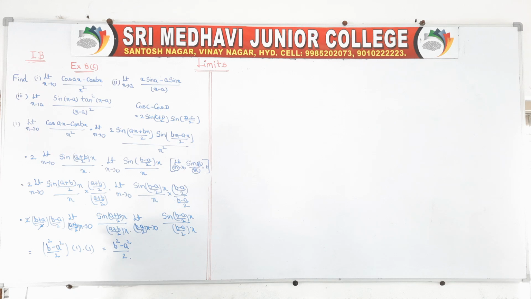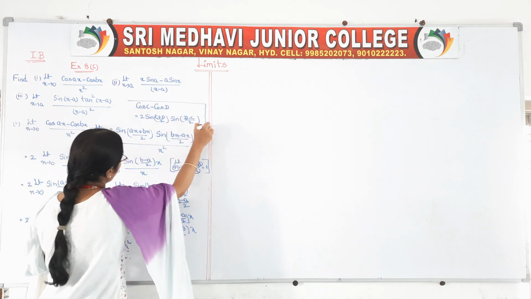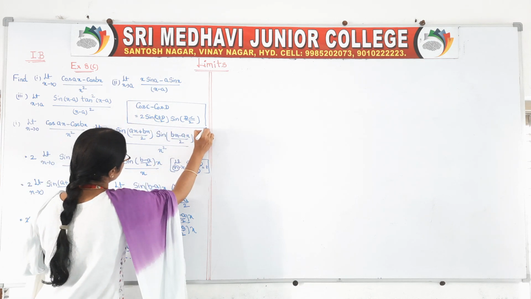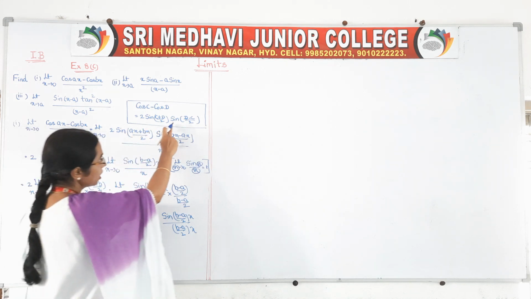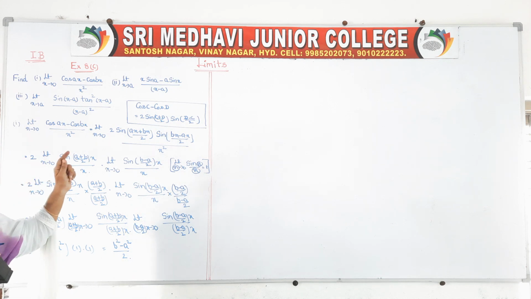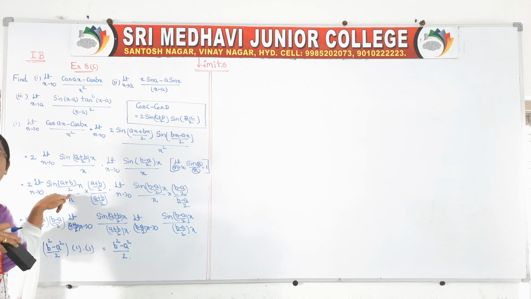So very simple, we have taken one trigonometric formula. What is that formula? Cos c minus cos d is 2 sin c plus d by 2 into sin d minus c by 2. Generally it is sin c minus d by 2, but in this formula I will have sin d minus c by 2. Be careful with that formula. If you apply that formula, you will get your answer.